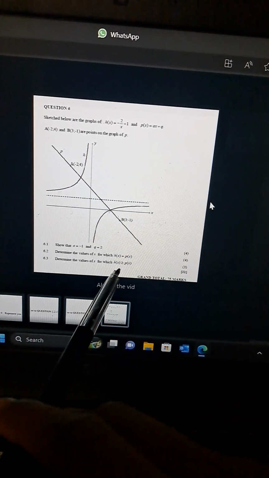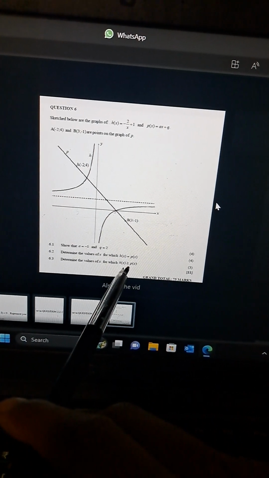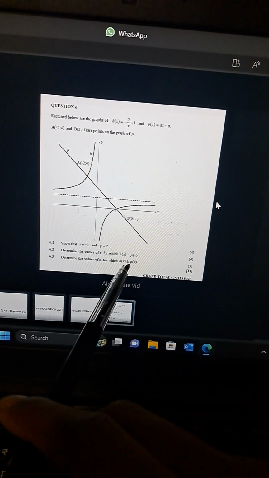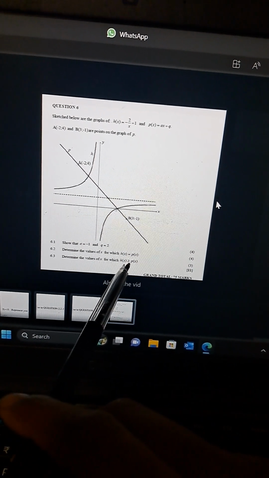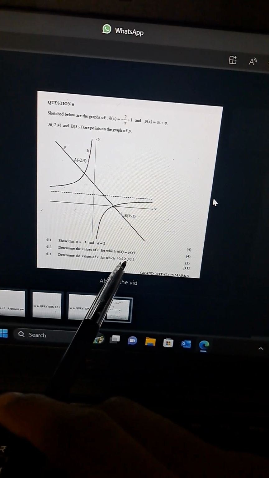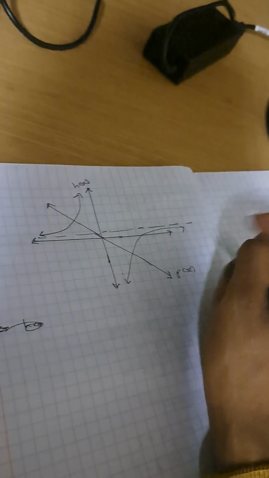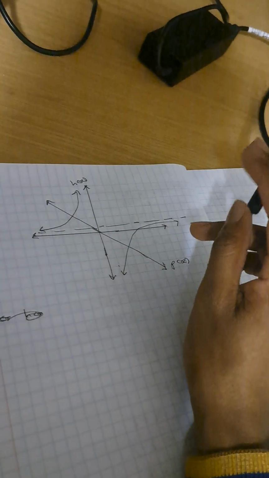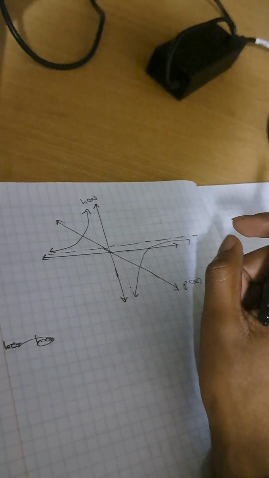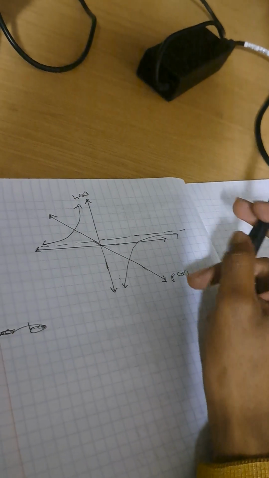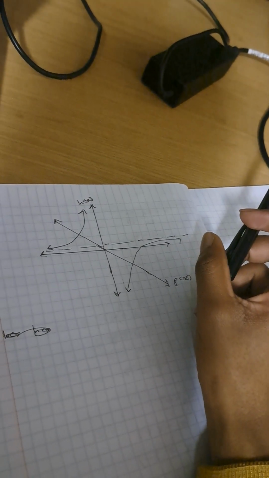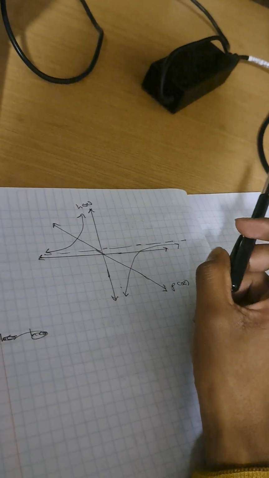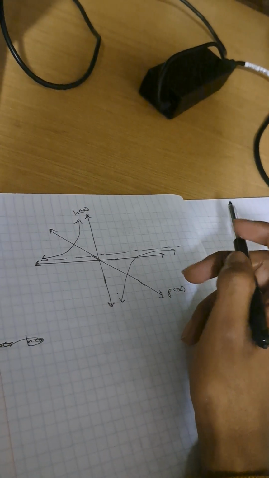Determine the values of x for which h of x is less than or equal to p of x. Right, it's 3 marks. We're actually going to put into practice what I just taught you probably 10 minutes ago. Let me redraw the graph. Okay, so you're going to have to forgive me because my graph is not drawn to scale. So let's start with this process. We want the values of x for which h of x is greater or equal to p of x.